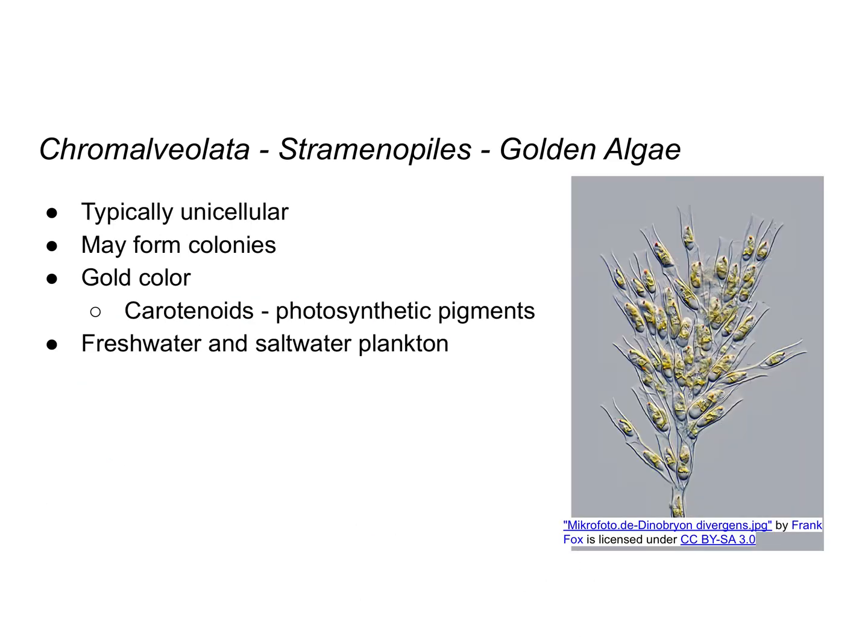Another straminopile are the golden algae. They are typically unicellular, but they may form colonies. So here you can see a colony of golden algae with the individual protist making up each of these cells here. Golden algae is golden in color, and that color comes from carotenoids, which are photosynthetic pigments. And carotenoids tend to be kind of a yellow or orange color. And golden algae also contributes to freshwater and saltwater plankton.